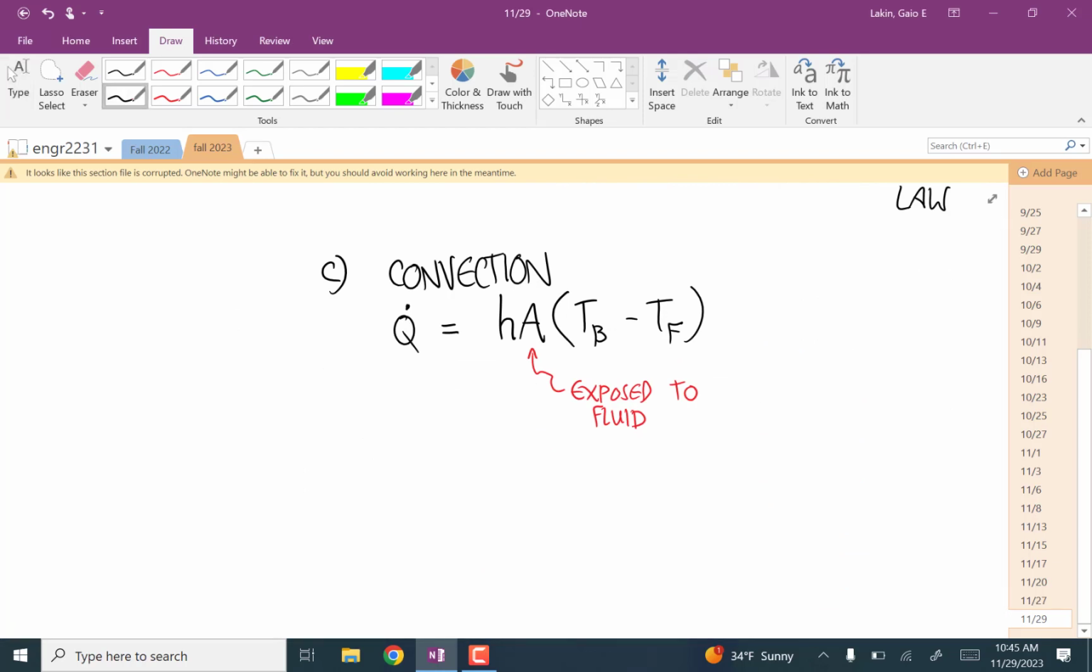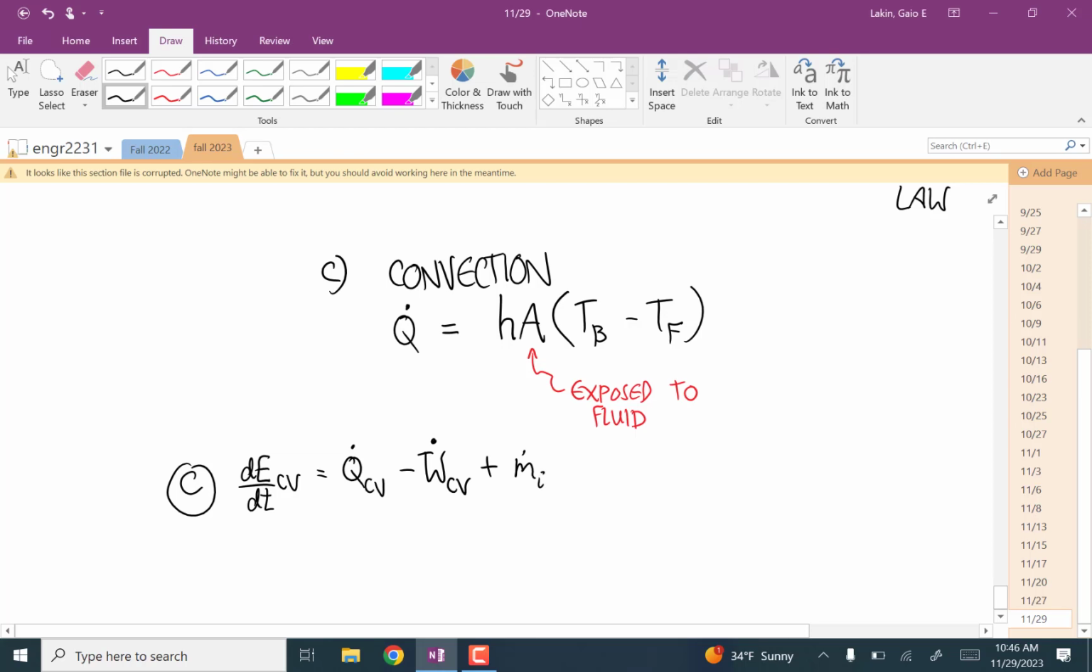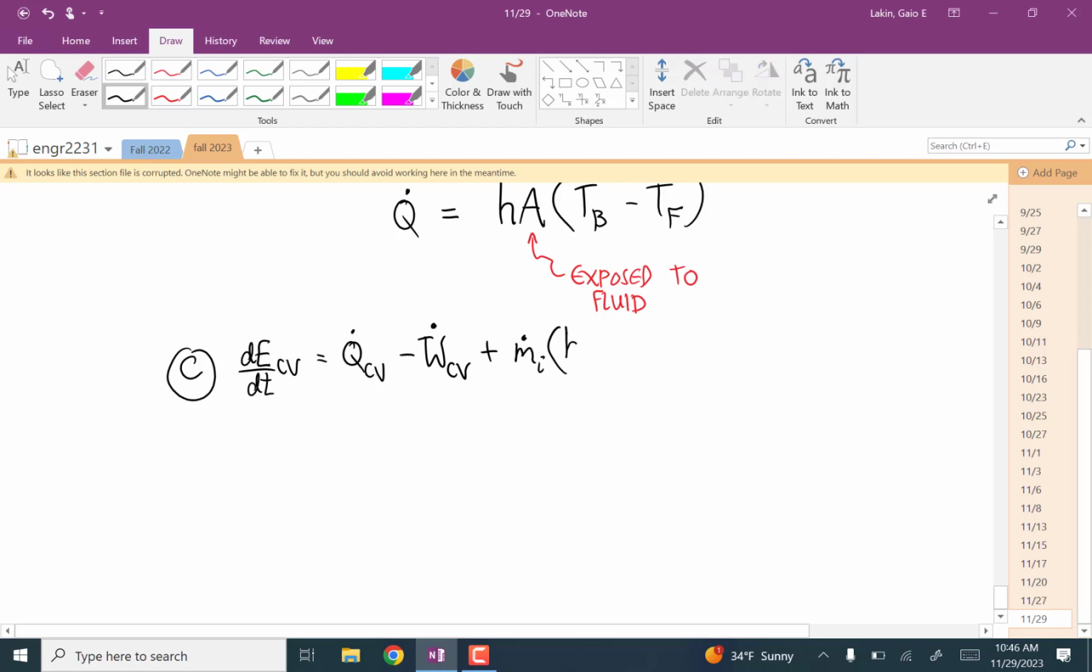Okay, and now finally we're on to everyone's favorite first law equation. dE/dt for a control volume is equal to Q dot for the control volume minus W dot for the control volume plus m_i dot times the quantity h_i plus v_i squared over 2 plus g z_i, minus m_e dot times the quantity h_e plus v_e squared over 2 plus g z_e.